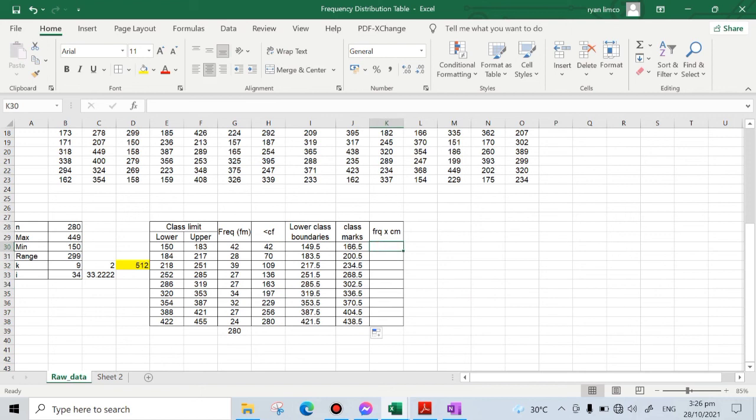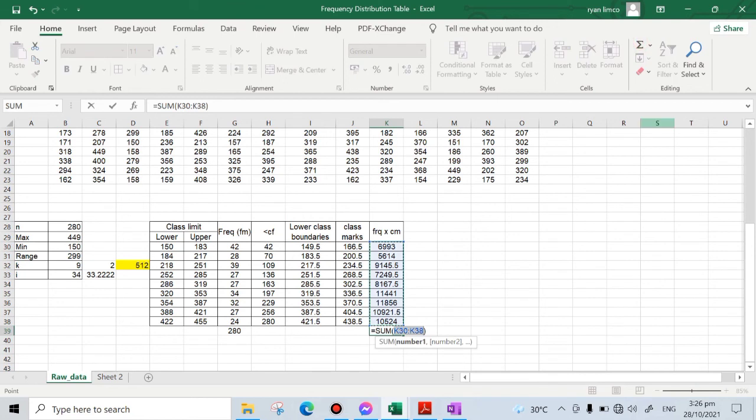Now, for the frequency times class mark, we will just multiply the frequency and the class mark. So, equals, ang frequency natin ay ito, times yung class mark natin ay ito. Yan. Tapos, i-drag down lang natin to. So, sa pag-drag down po ay itatapat natin siya dito sa lower right, in such a way na nakikita natin itong black na cross. Kasi hanggat hindi natin nakikita yung black na cross, hindi tayo makapag-drag down. So, drag down. Yan.